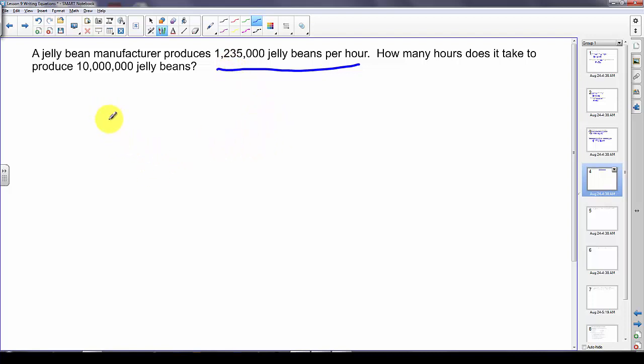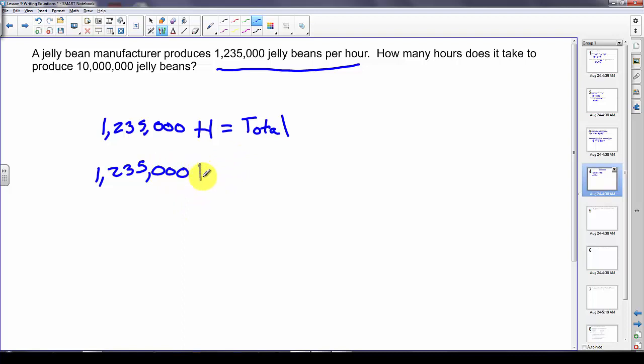So what this says is it gives me a rate. Here's my number, 1,235,000. And if I multiply that by the number of hours, I'm going to call that H, I get the total number. And they're asking, when am I going to get 10 million jelly beans? Well, in this case, we finish writing this equation by saying 1,235,000 H, H being the number of hours, equals my total production of 10 million.